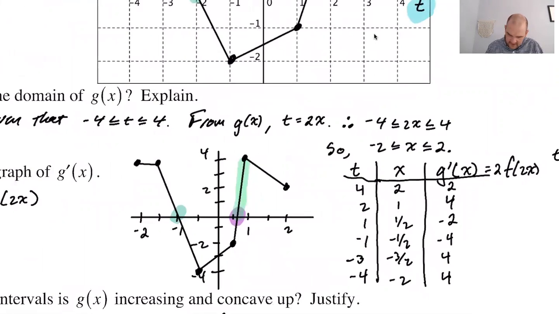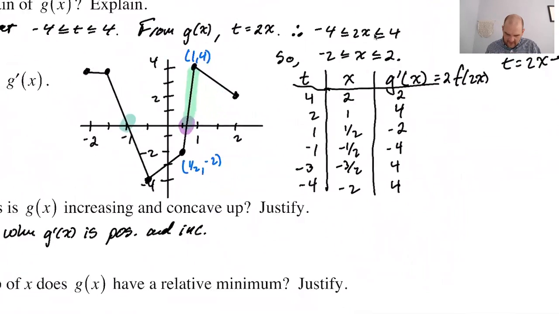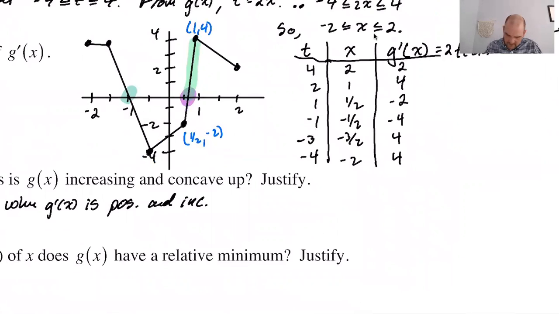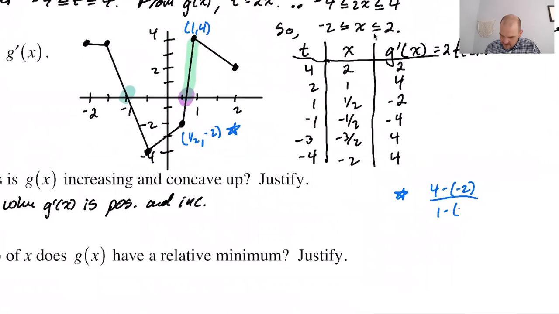All right, so this point is (1, 4). Maybe I'll use a different color to show that I'm doing some extra weird work here. This point is (1, 4). This point right here is (1/2, -2). Okay, so the slope of that line is 4 minus negative 2 over 1 minus negative 1/2.